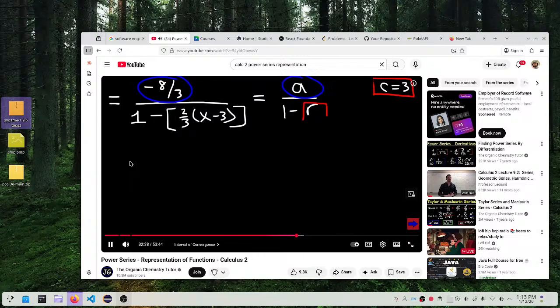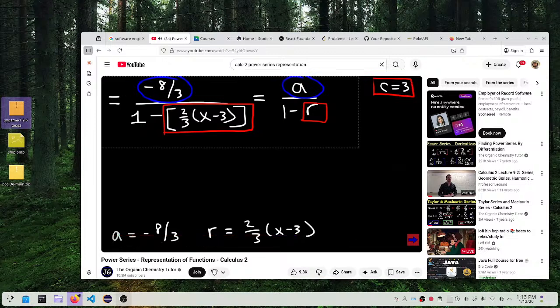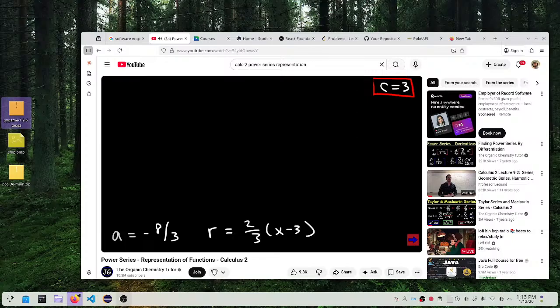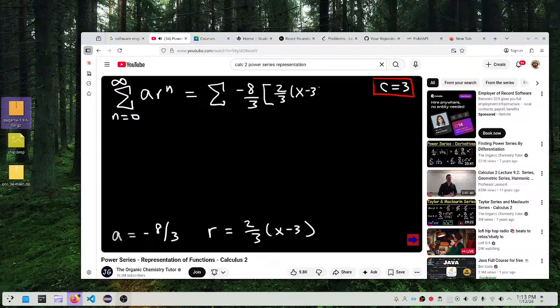And the common ratio is everything inside the bracket. As soon as you identify a and r, you don't need this equation anymore. So now let's write the geometric series. So a is negative 8 over 3, and r is 2 over 3 times (x minus 3), and we're going to raise r to the n power.